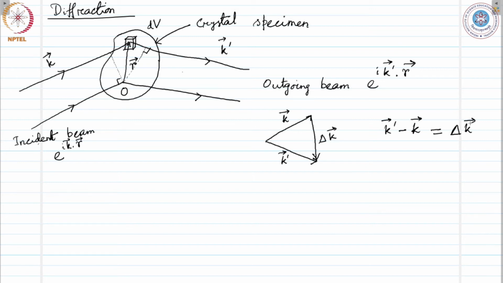So we consider diffraction of wave in this crystal specimen, as we can see in this figure, and the difference in the phase factors of the incident and the diffracted wave, the scattered wave, can be represented as exponential of i (k minus k prime) dot r. This is the difference in phase factor.